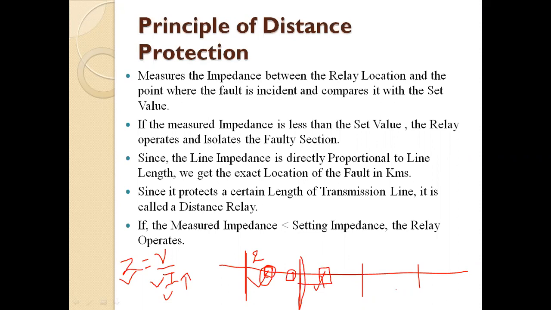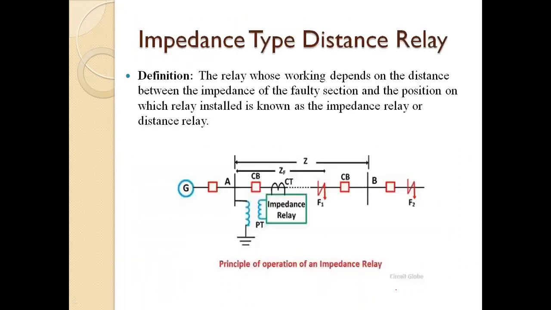And on that only your relay will operate. Okay. Then the next point is the impedance type distance relay. So this is what we have seen now only, that is the distance relay. So here this is impedance type distance relay.